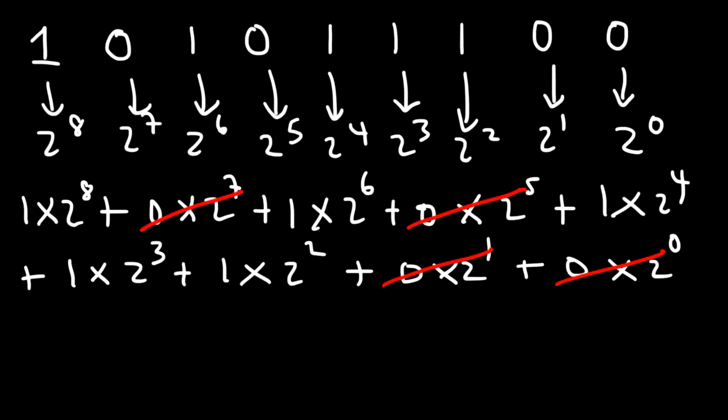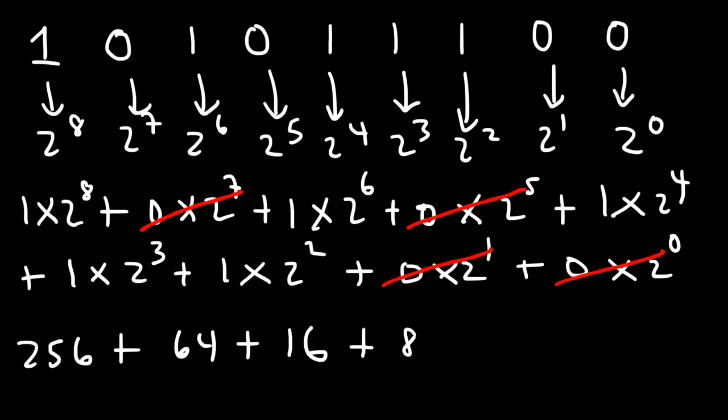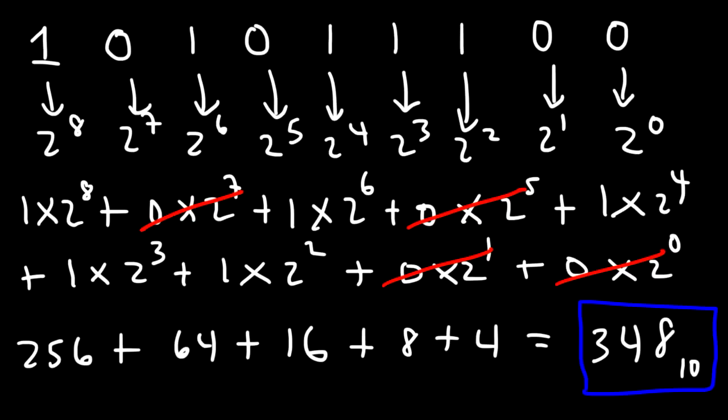2 to the 8th power. If you multiply 2 by itself 8 times, that's going to give you 256. 2 to the 6th power is 64. 2 to the 4th is 16. 2 to the 3rd is 8. 2 squared is 4. And so 256 plus 64 plus 16 plus 8 plus 4 will give us our original number of 348 in the base 10 system. And so that's one way in which you can convert a binary number into a decimal number.